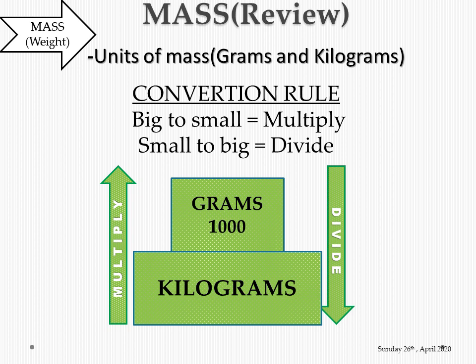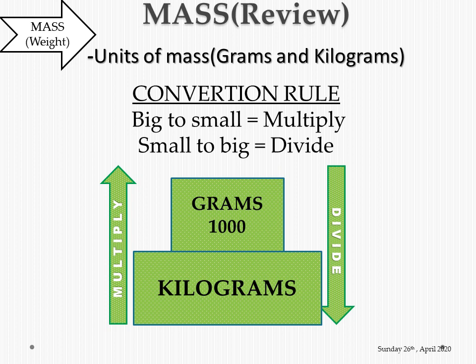Now let's go to mass. Mass has just 2 units. Remember I said it measures weight. It has just grams and kilograms. Grams for lighter objects, kilograms for heavier objects. Don't forget the conversion rule. Big to small multiply and small to big divide.